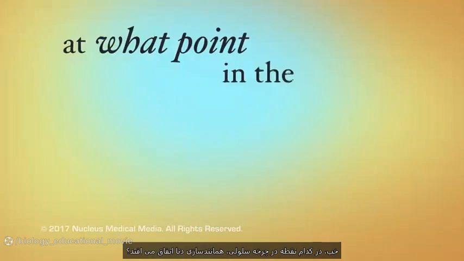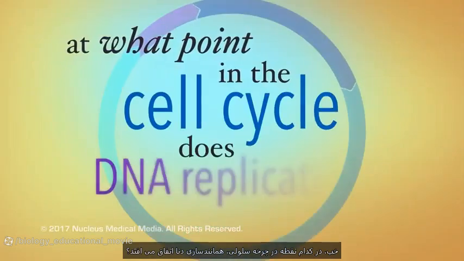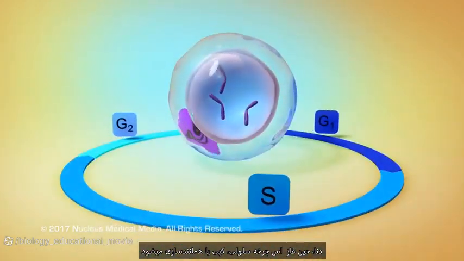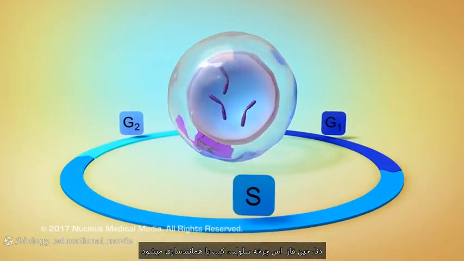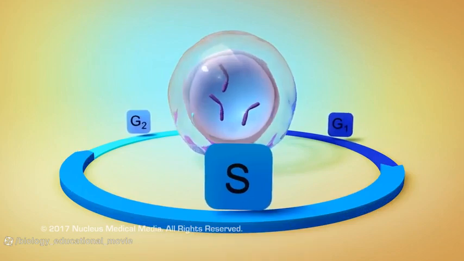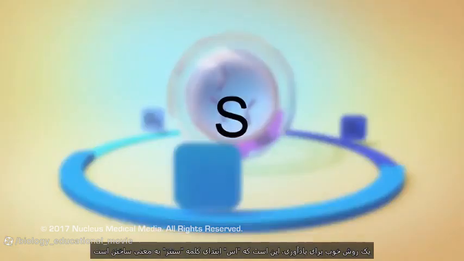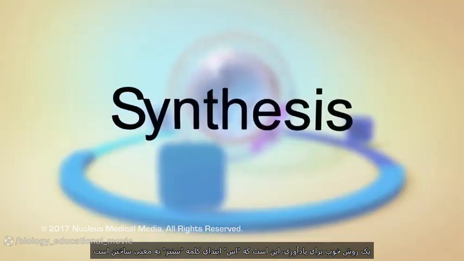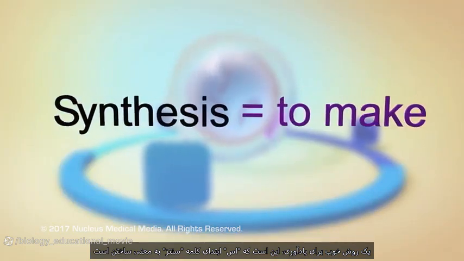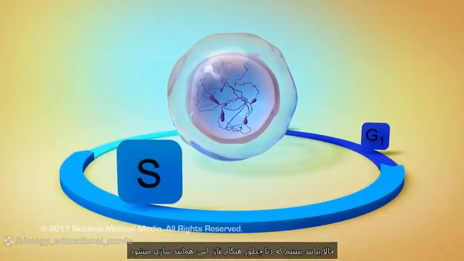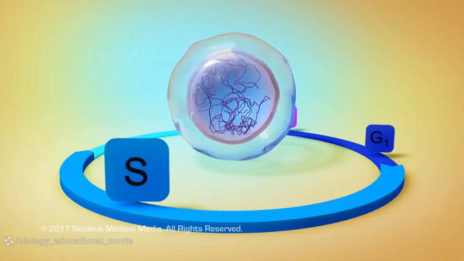So, at what point in the cell cycle does DNA replication happen? DNA is copied or replicated during the S phase of the cell cycle. A good way to remember this is that S stands for synthesis, which means to make. Now, let's see how DNA replicates during the S phase.